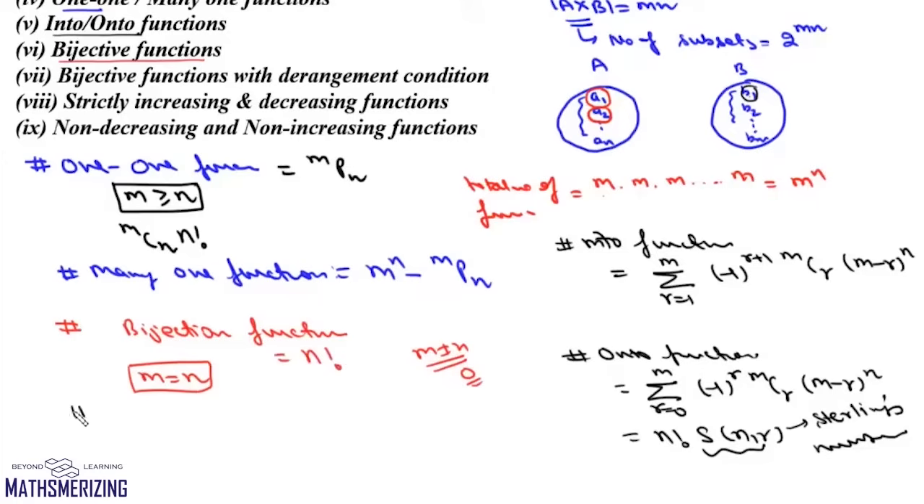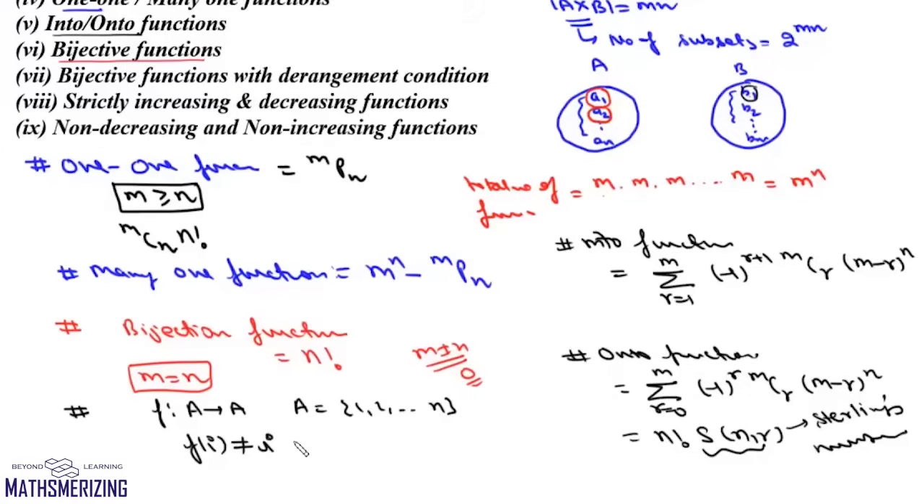Now there have been some questions where they may use the derangement condition. So what they'll say is a function f is defined from A to A, where A is the set 1, 2, 3 up to n. Then how many bijective functions can be defined, or how many one-one functions can be defined from A to A such that f(i) is unequal to i. So in the question, 1 should not be mapped to 1, 2 should not be mapped to 2, and n should not be mapped to n, and it has to be a bijective function.